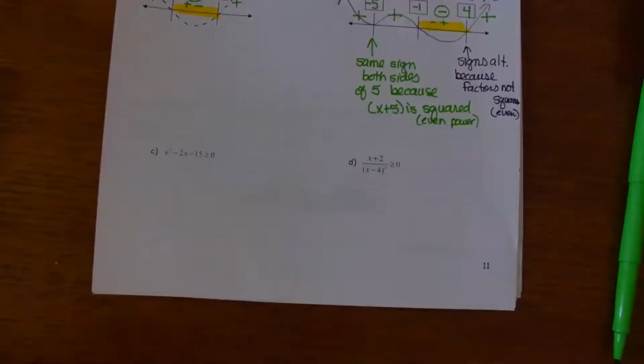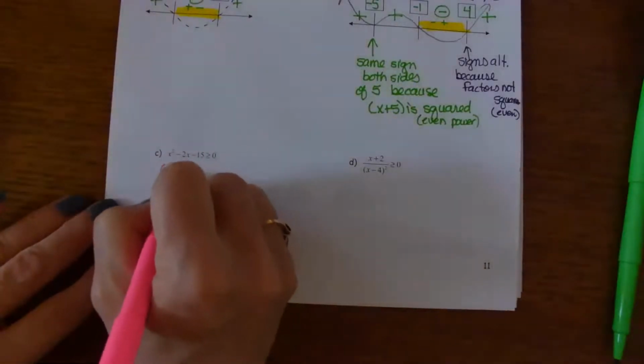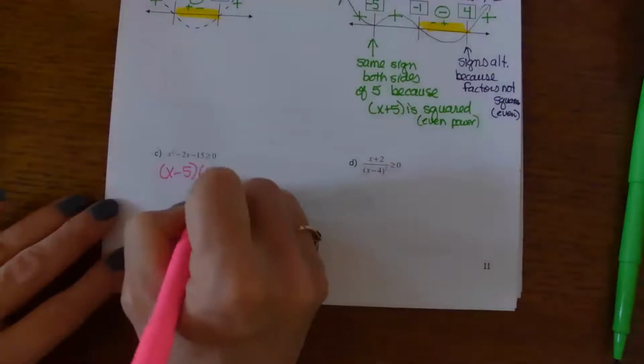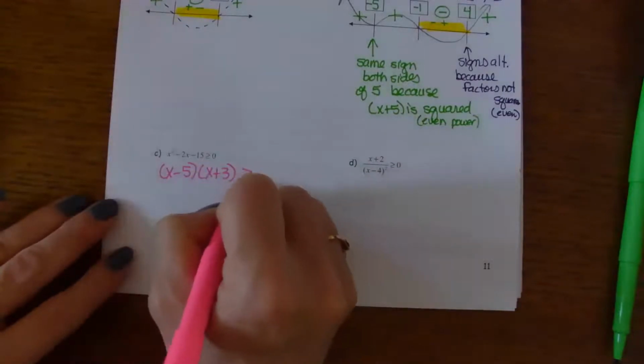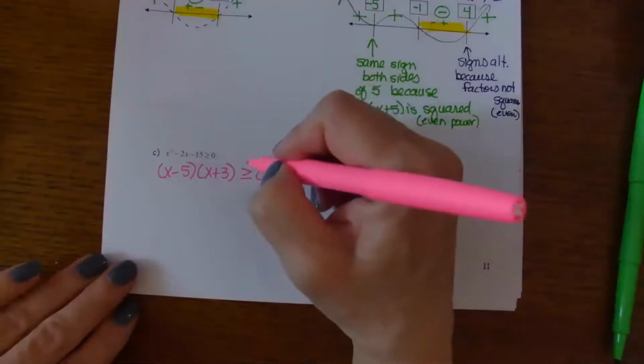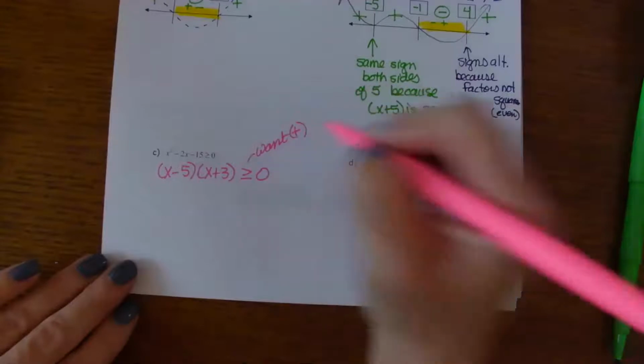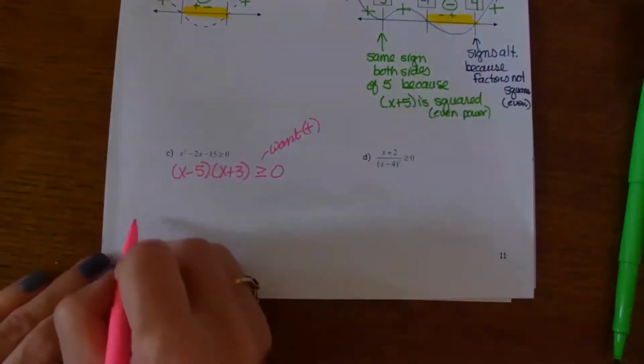Okay, we look at this one. And what did you guys get for factors? Let's see, that's x minus 5, x plus 3, greater than or equal to 0. Since this is greater than, we want positive, right?